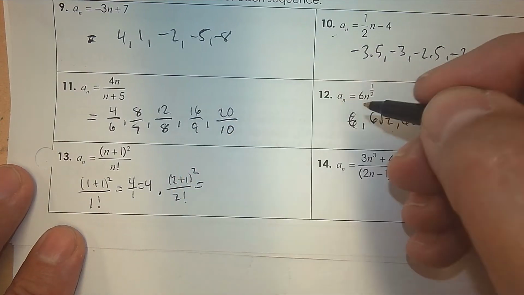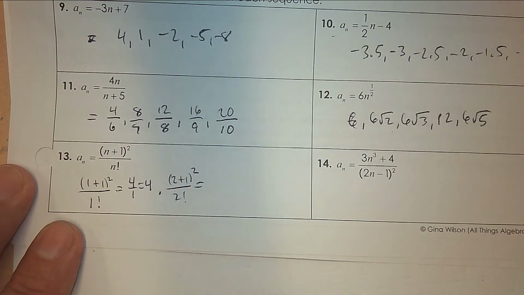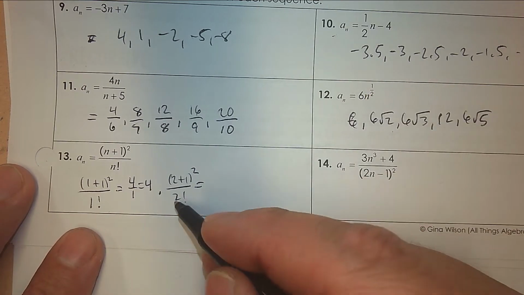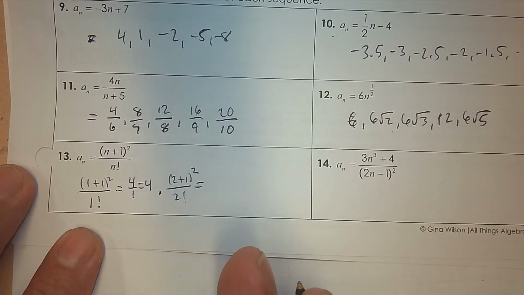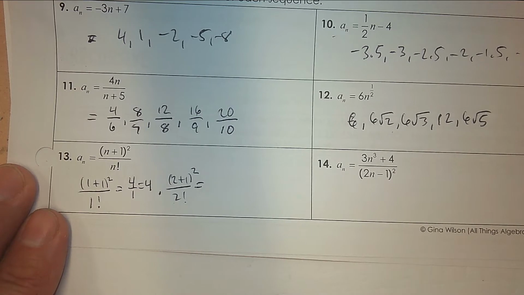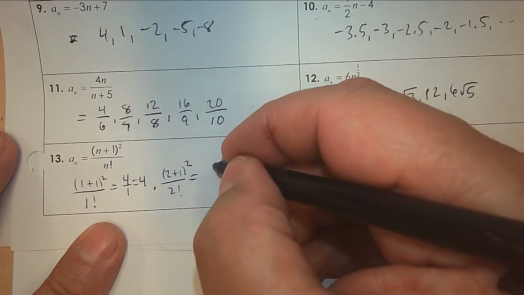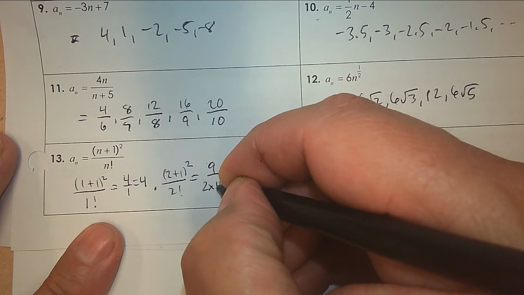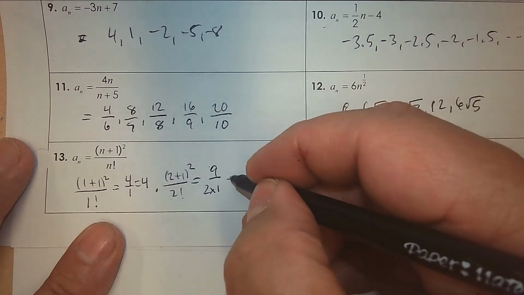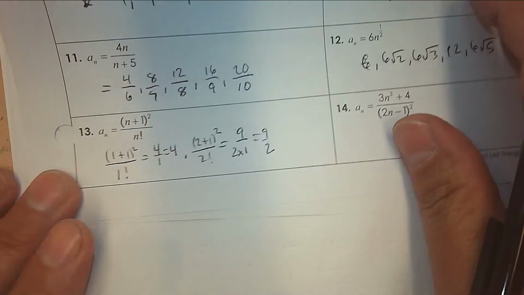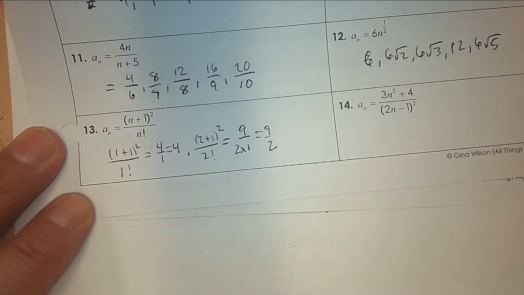Well, factorial actually means you take the number that the factorial is and you multiply, counting down by whole numbers, to 1. So in other words, 2 plus 1 is 3 and 3 squared is 9. This is just 2 times 1. And so that makes 9 over 2. Let's try it again with the factorial. I think you'll see the pattern the next time.